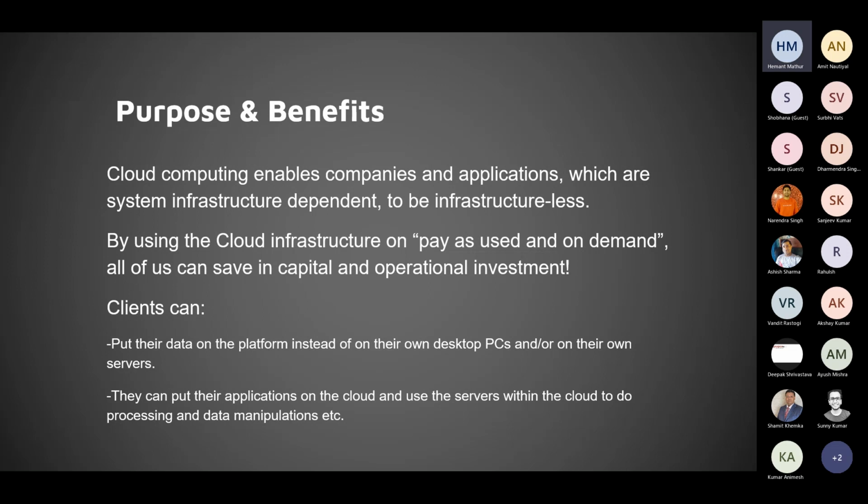Then there comes the purpose and benefits of cloud computing. This again is getting into the same talk of enabling companies and applications which are system and infrastructure dependent to be infrastructure-less, where you don't really have to bother about the infrastructure per se. There are facilities like Lambda on AWS, which is a serverless architecture where you don't have to worry about resource management. You simply have to choose the right level of resources required and accordingly run the job. So there are queuing services, and a serverless architecture is available where you don't have to bother about the underlying architecture. And again, you pay as you use it, and things are available on demand most of the time.